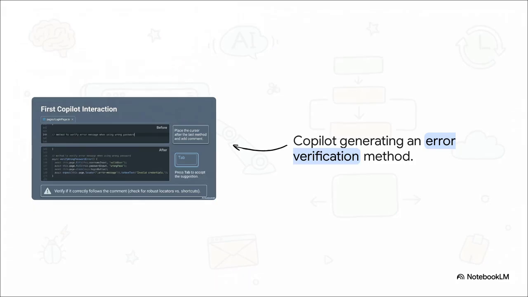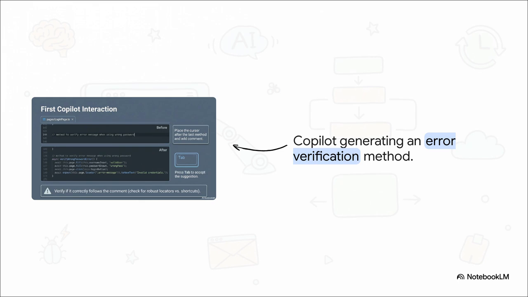So let's see Copilot's tactical power in action inside loginpage.ts. Place your cursor after the last method and simply write a plain English comment, something like method to verify error message when using wrong password. You press enter, Copilot suggests the entire Playwright method, and you press tab to accept it. It instantly fills out the locators, the username inputs, the button clicks, and the assertion.